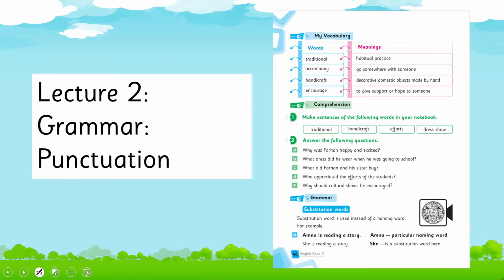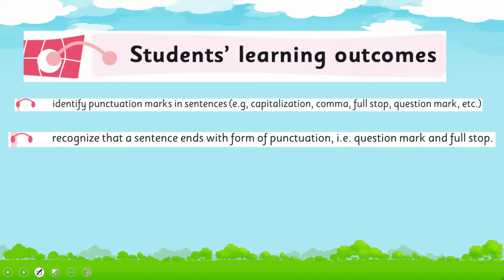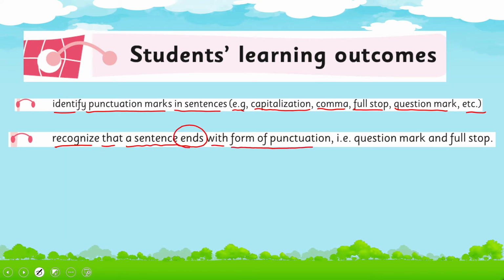Yes, my dear students, today under the title of grammar, we are going to learn about punctuation. Before this, in English for Grade 1, I have already taught you about punctuation. I hope you remember. We are going to learn further to identify punctuation marks in sentences, for example, capitalization, comma, full stop, question mark, etc. Recognize that a sentence ends with a form of punctuation, question mark, and full stop. These are our today's SLOs.